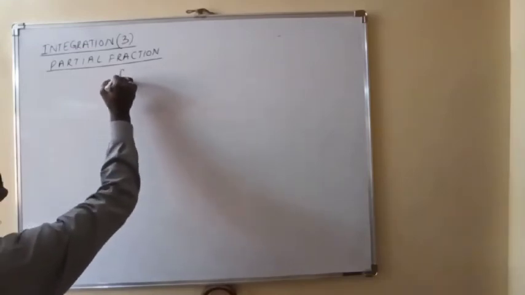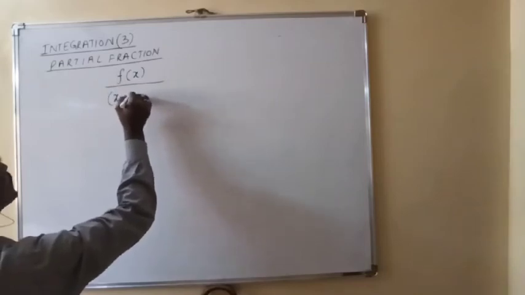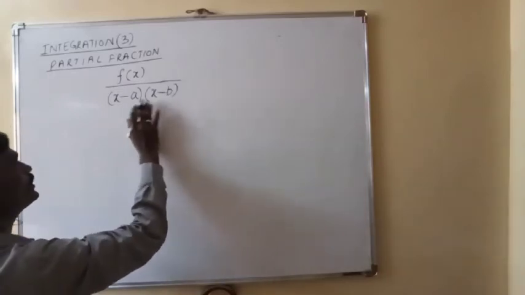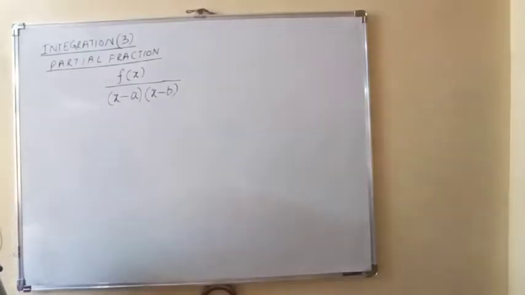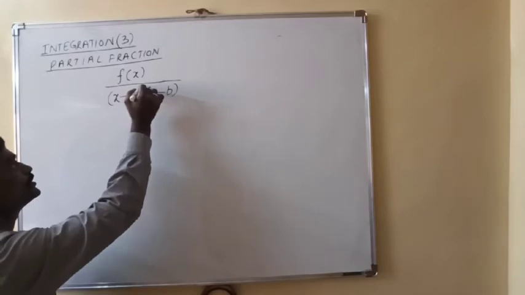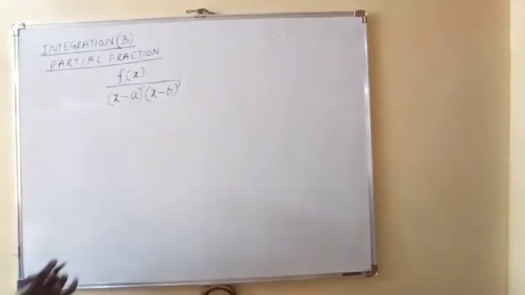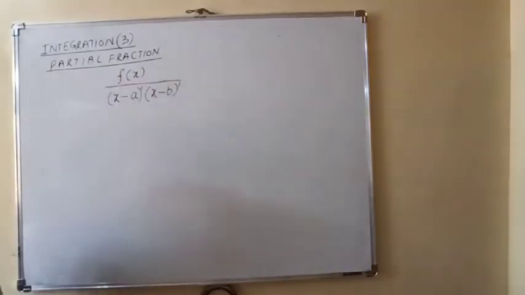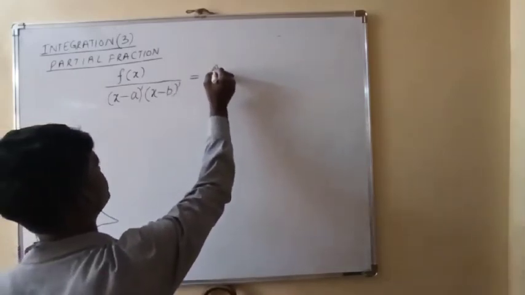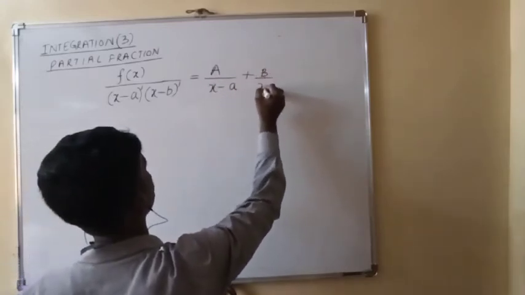Suppose the given fraction is of the form f of x by (x minus a) into (x minus b). So these are the two linear factors, x minus a, x minus b, and they are non-repeated, because this linear factor's whole power, how much is there? 1. Here also 1. So it is a product of non-repeated linear factors. Suppose this f of x by (x minus a)(x minus b) is a proper fraction. Then its partial fractions are of the form what? A by x minus a plus B by x minus b. Correct?